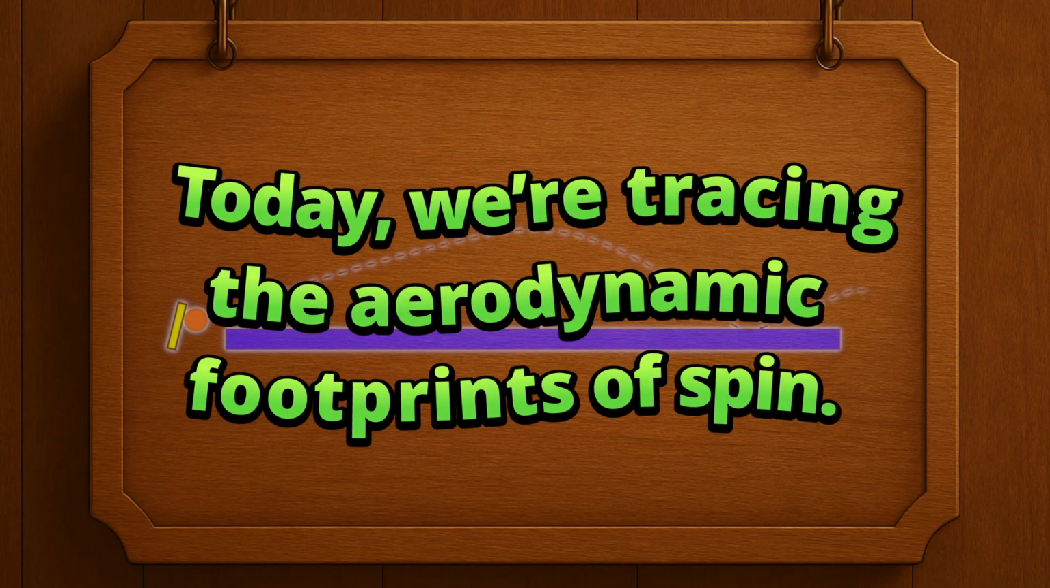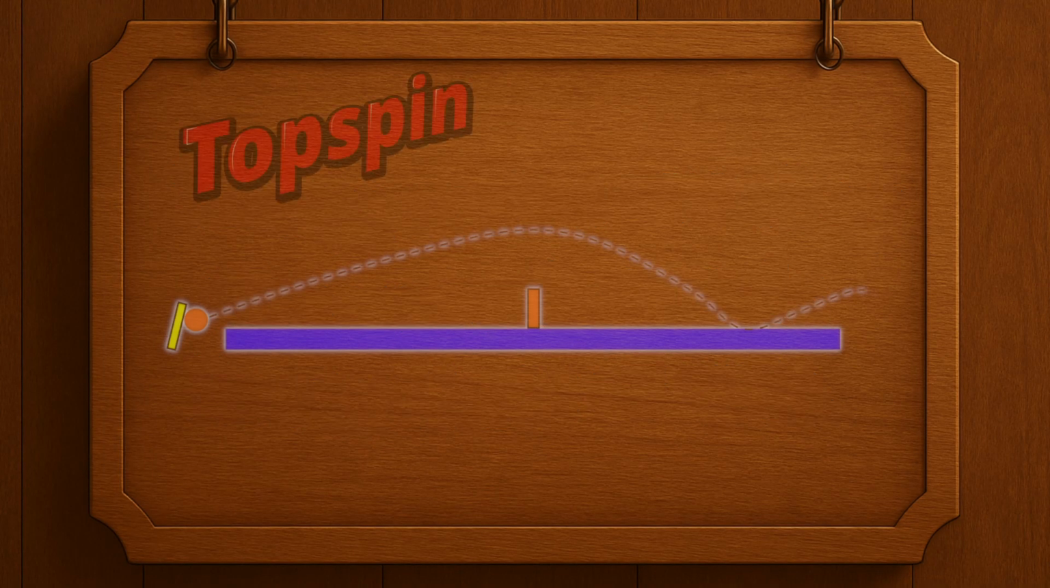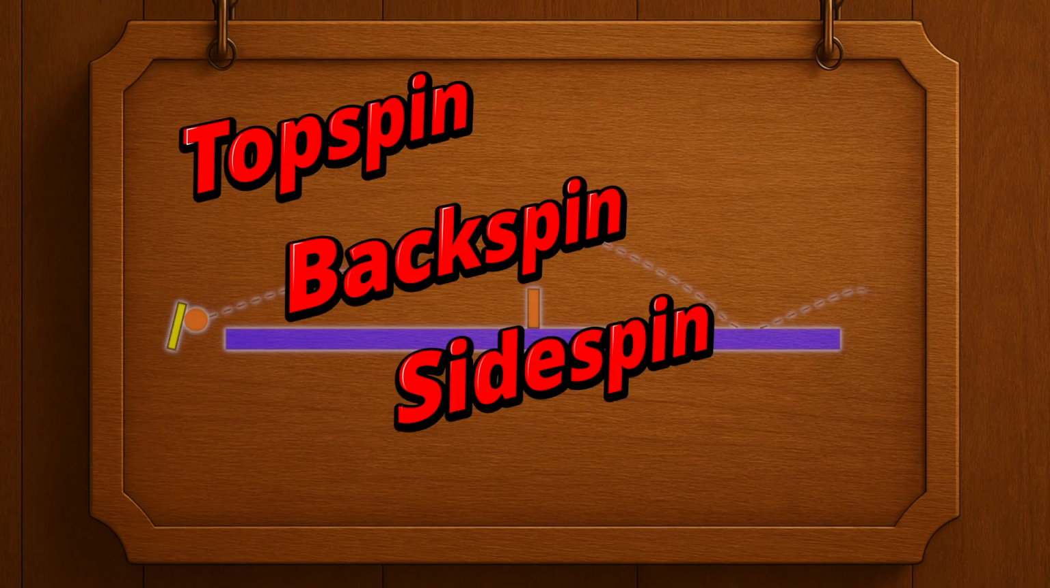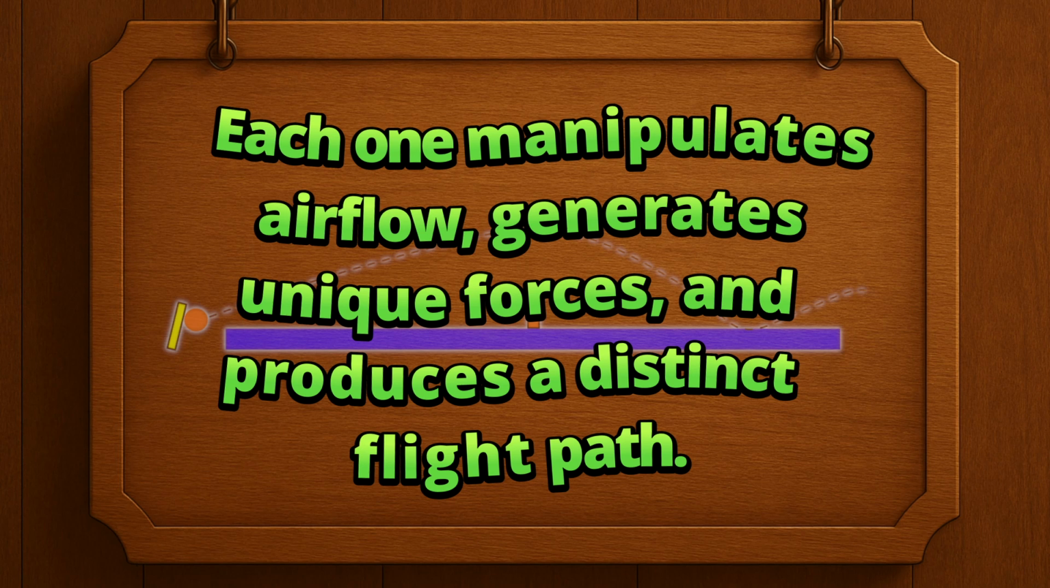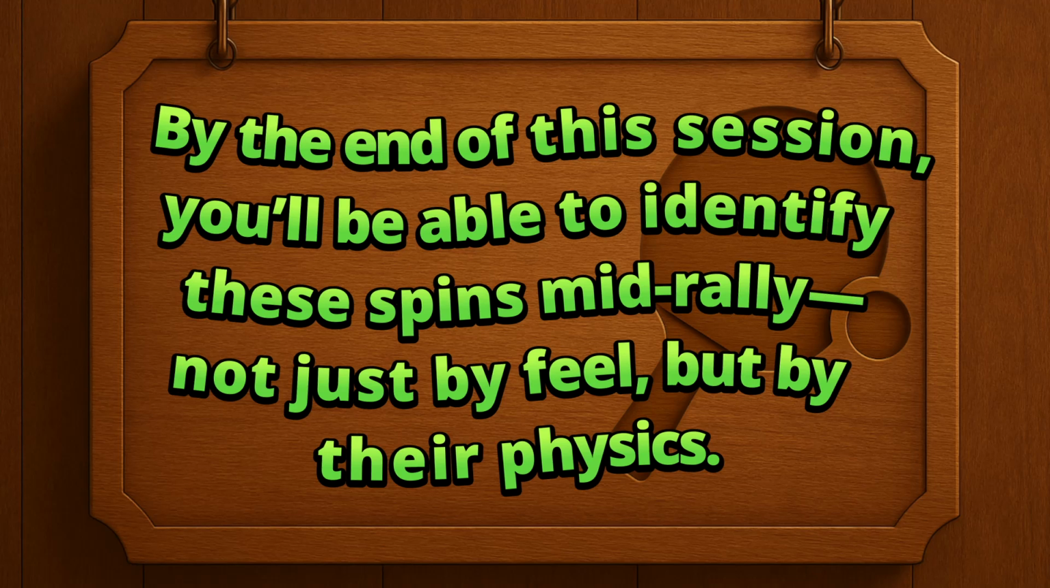Today we're tracing the aerodynamic footprints of spin. Topspin, backspin, sidespin and no spin. Each one manipulates airflow, generates unique forces and produces a distinct flight path. By the end of this session, you'll be able to identify these spins mid-rally, not just by feel, but by their physics.